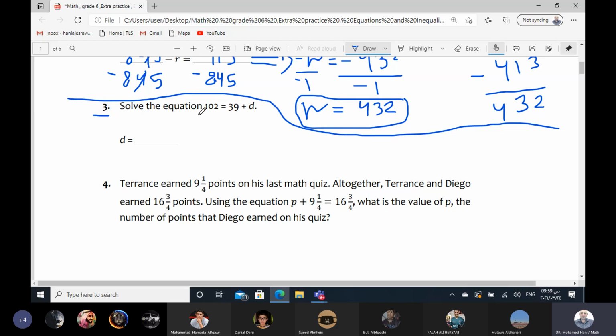Okay, check with me, please. We want to remove 39 here to keep the variable alone, so we can subtract 39 from the two sides.